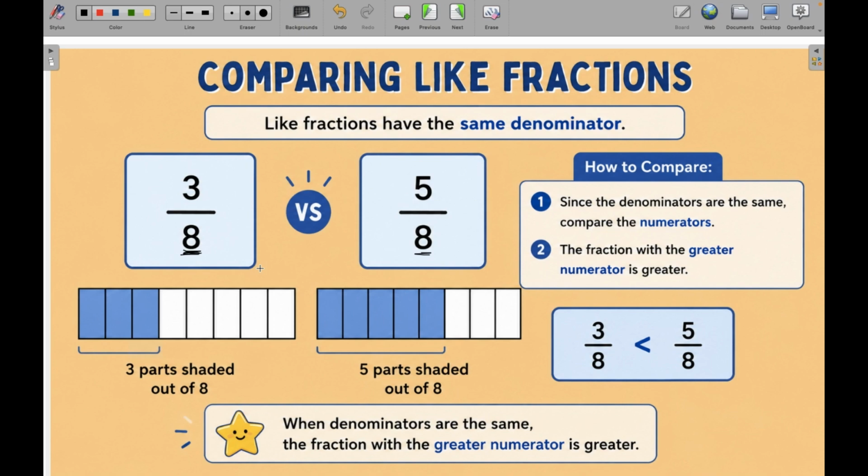Now, when we are given two fractions, there can be some possibilities. The first possibility is the fractions can be like fractions. The other possibility is they may not be like fractions, they are unlike fractions.